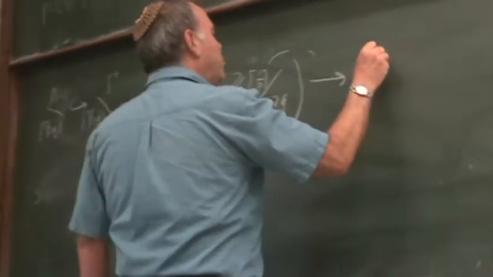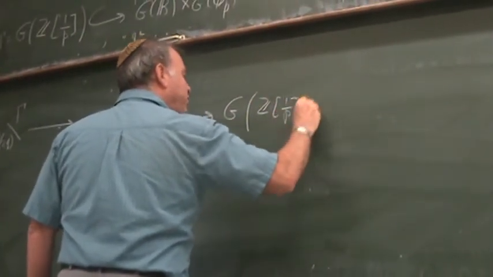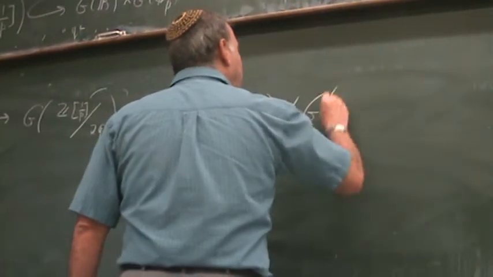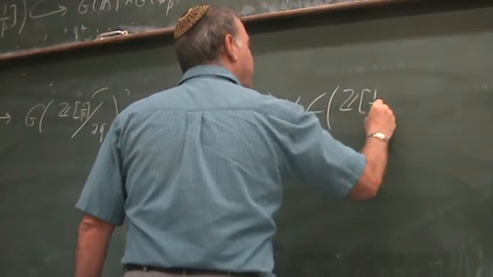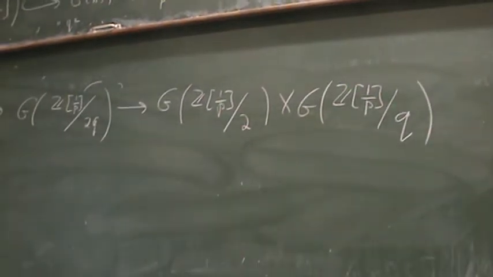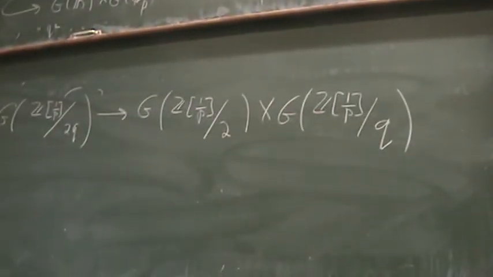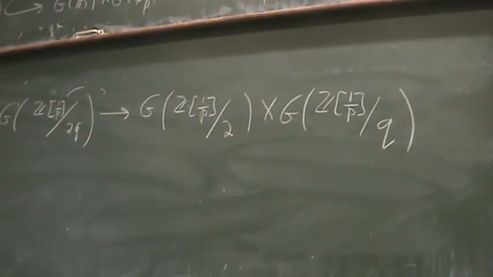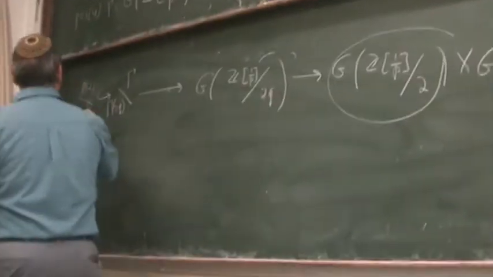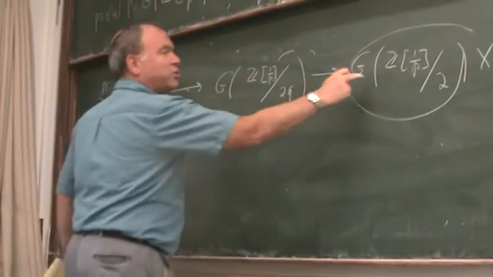Now this is mapped to G of Z[1/p] divided by the ideal 2, times G of Z[1/p] divided by the ideal q. Right? This is just like the Chinese remainder theorem. If I take the ring Z[1/p], doesn't matter, modulo a product of two ideals, I can factor it. Now, I don't care about this group. Why? Because gamma 2, which is our lambda, goes here to the identity.